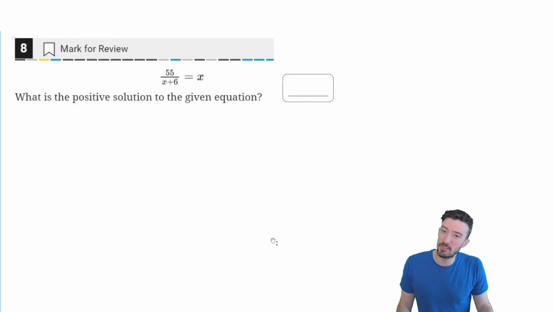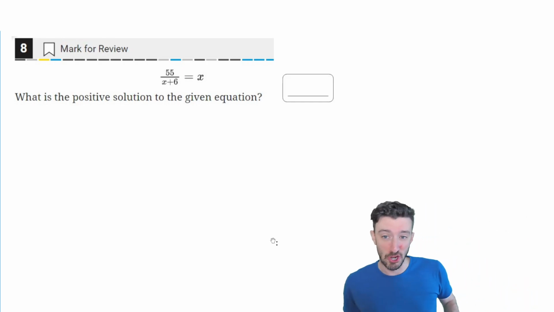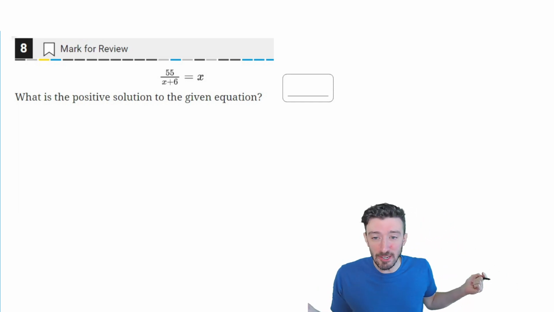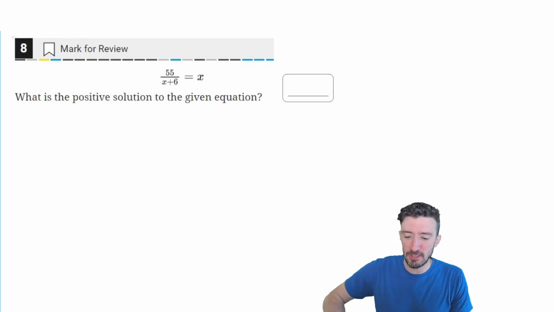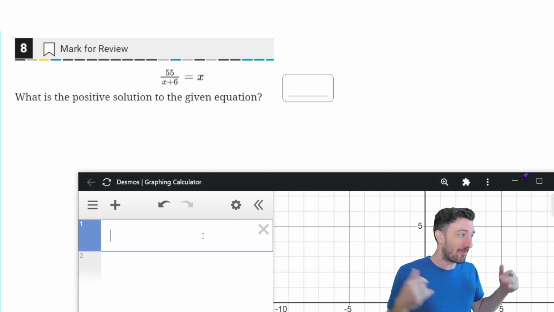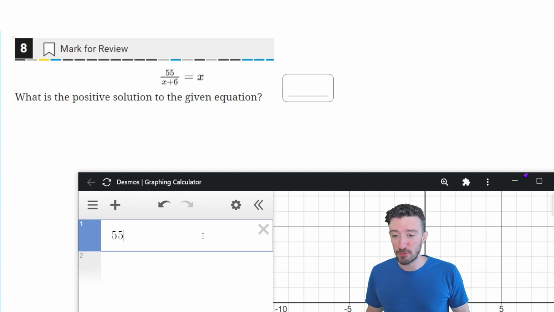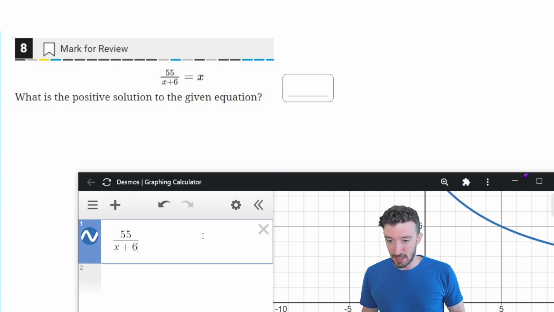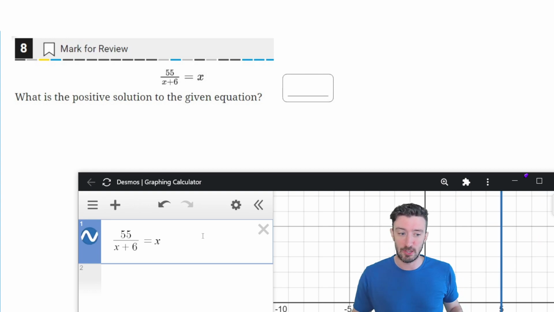No answer choices in this one. You got to actually know something. All right. Well, maybe you don't. Because you know what? On the new SAT, you are allowed to use Desmos. So, if you want to be one of those kids, you can easily do so. All you got to do is type in the equation.